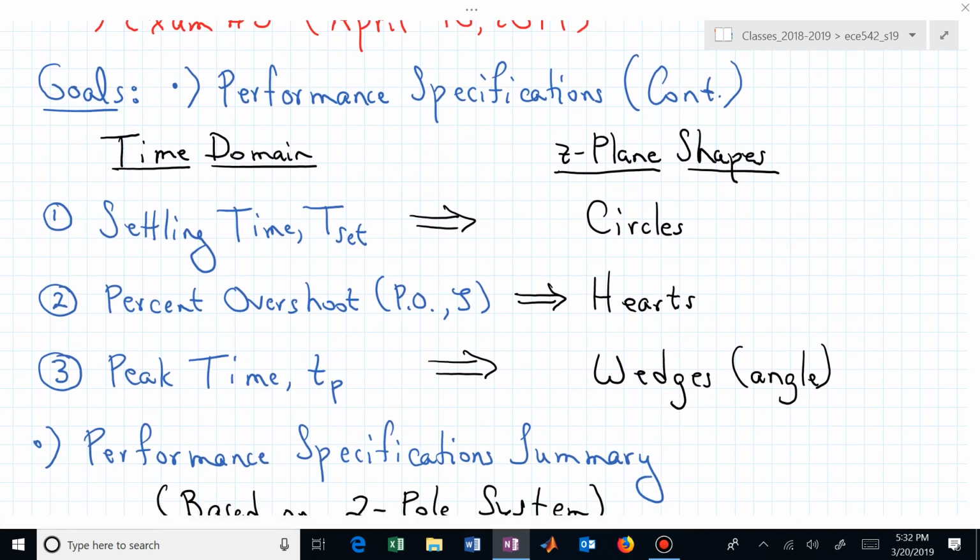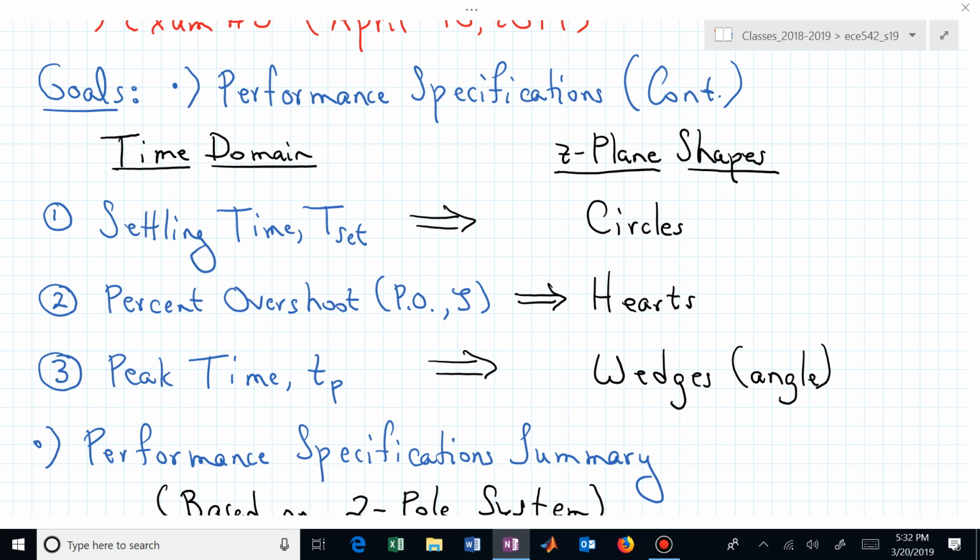Today what I want to do is finish up our shapes. We're back in some lower level grade and we're drawing shapes: circles, hearts, and wedges. But those actually have a connection with their time domain performance spec.